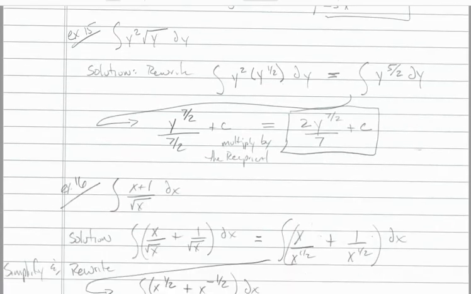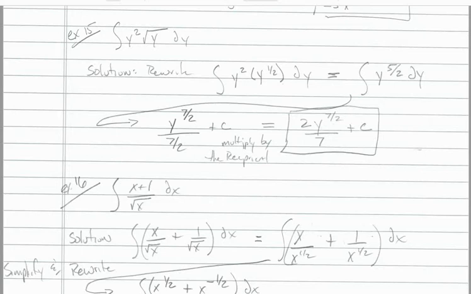Alright, let's take a look at example 15. We have y squared times the square root of y. Remember, the square root of y can be rewritten as y to the 1/2. And since we have y squared times y to the 1/2, they have the same base. So the power rule is when we have the same base and we're multiplying the two functions, we add the exponents. So y squared times y to the 1/2 ends up being y to the 5/2.